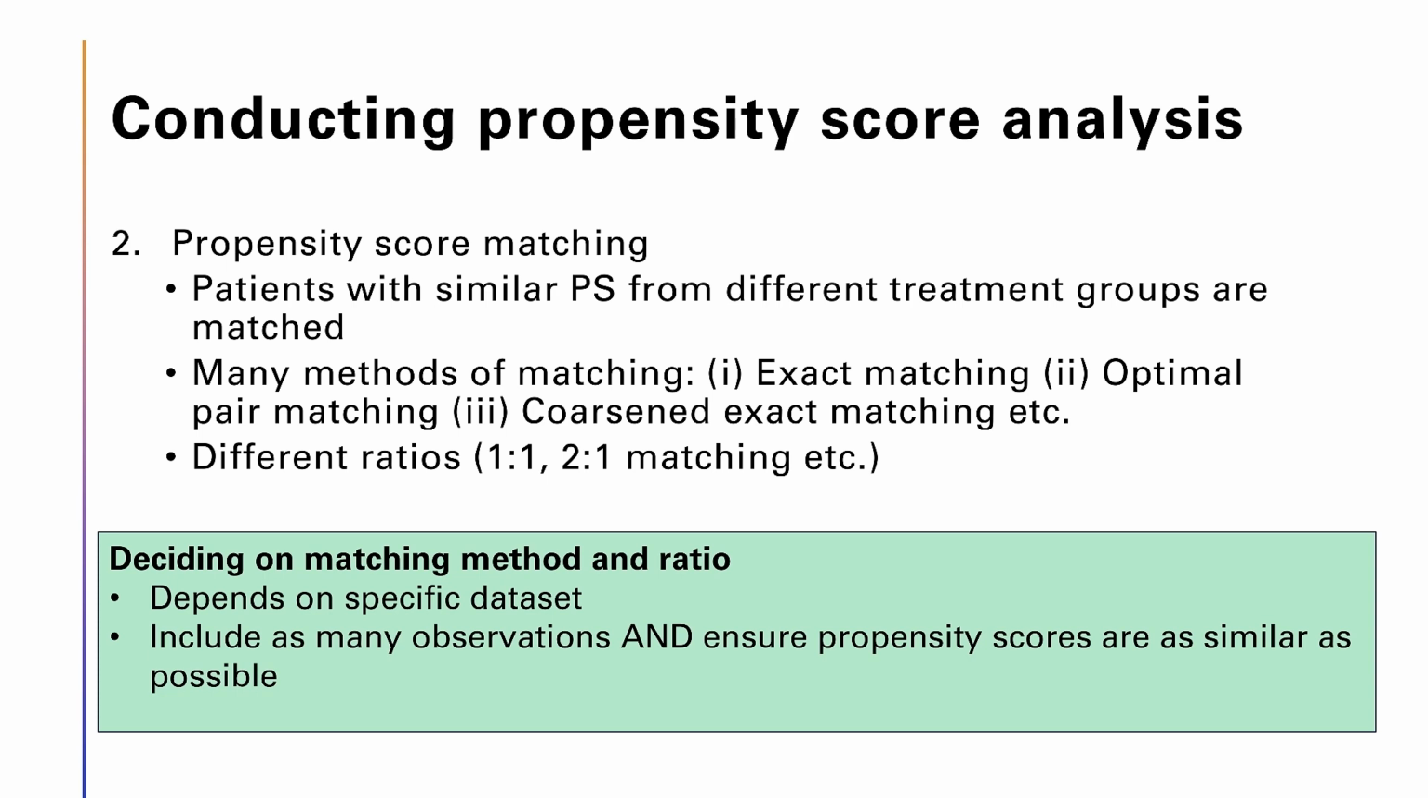Ultimately, the aim of matching is to achieve the best balance between including as many patients as possible, while also ensuring that the propensity scores are as similar to each other as possible. Because this allows for maximum statistical power and also to adjust for confounding factors as much as possible.